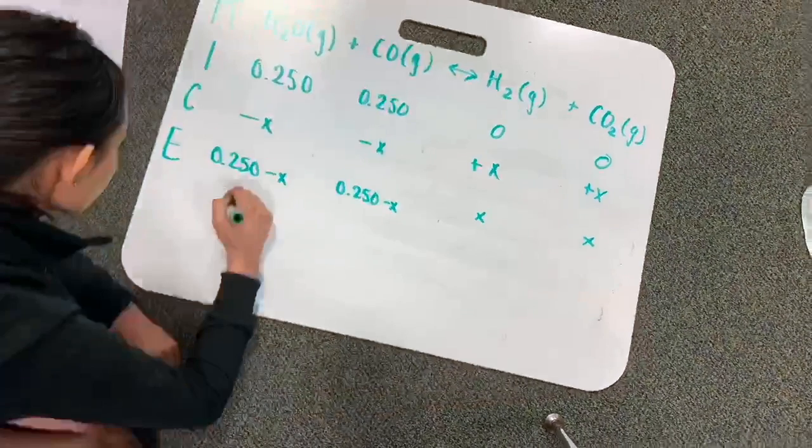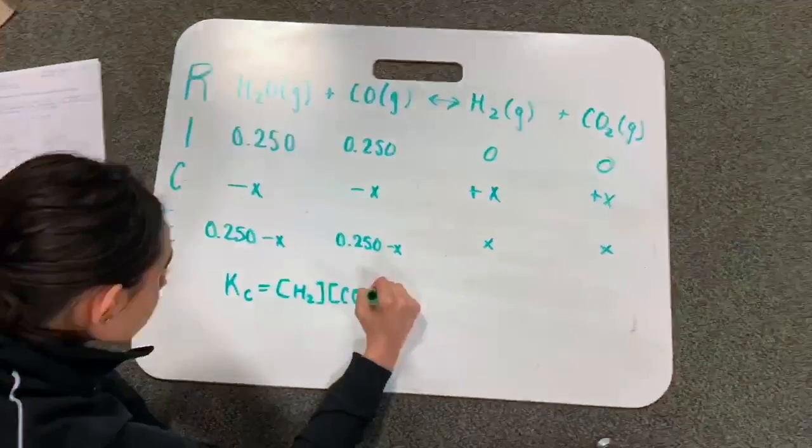The initial concentrations given are 0.25 molar for H2O and 0.25 molar for CO gas. The H2 gas and CO2 gas concentrations were not given, so they are 0. The reaction proceeds to the right, therefore it is minus X for the H2O gas and minus X for CO gas, and plus X for H2 gas and plus X for CO2 gas. The concentrations at equilibrium are 0.25 minus X for H2O gas, 0.25 minus X for CO gas, X for H2 gas, and X for CO2 gas.